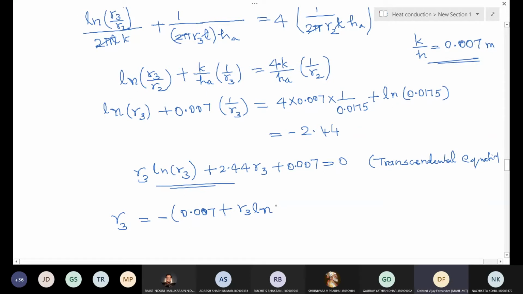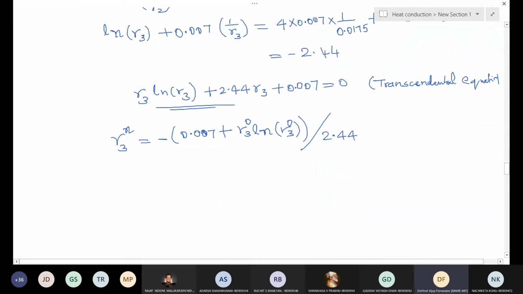R3 divided by 2.44. Okay, so now on the left-hand side we have the same unknown. On the right-hand side also we have the same unknown. So we can say this is the new value and this is the old value. You start with the old value, some guess value, because we know the inner radius R2. So R3 should be more than that. Okay, R3 should be more than R2.